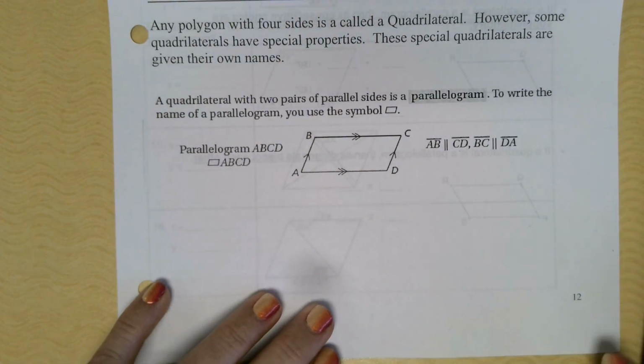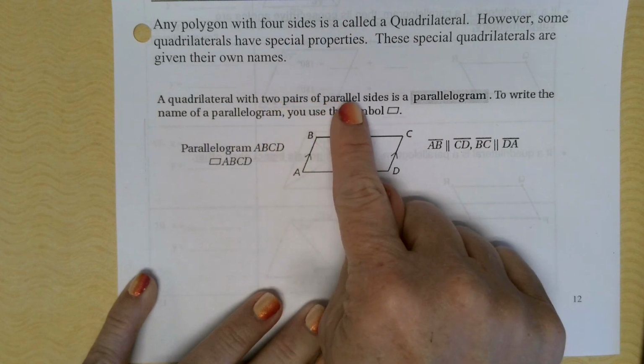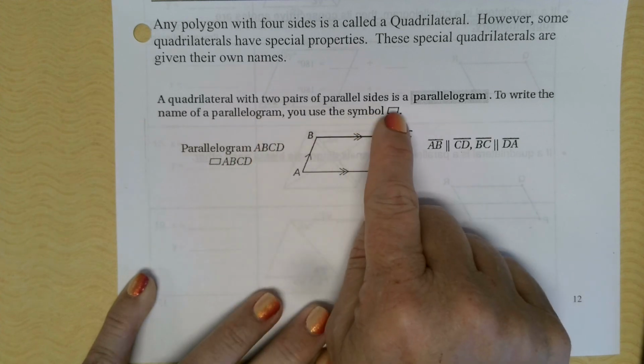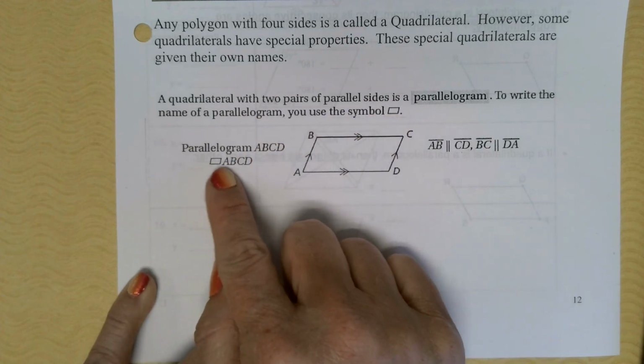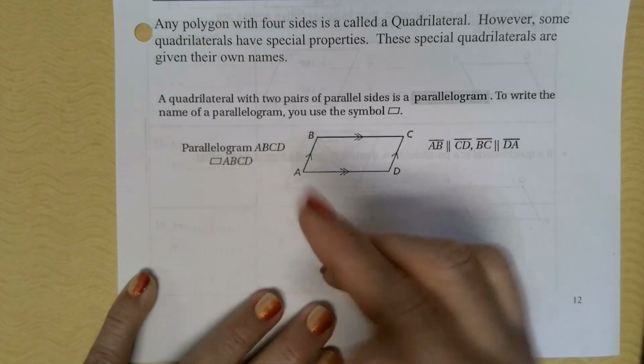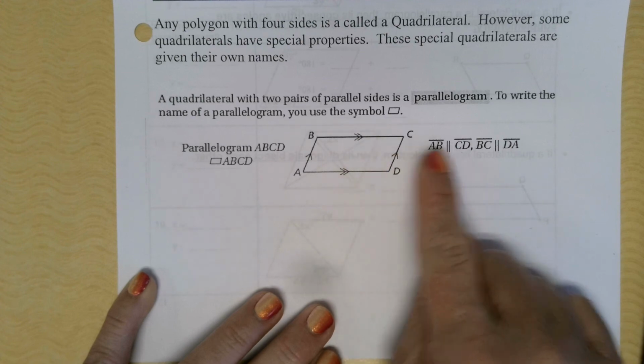Okay, so here's the official notes. A quadrilateral with 2 pairs of parallel sides is a parallelogram. To write the name of a parallelogram, you use this symbol. So you can see that we will be writing parallelogram like this. When we do our proofs, we'll be putting that in the proof as well. And these are what's drawn in the picture.